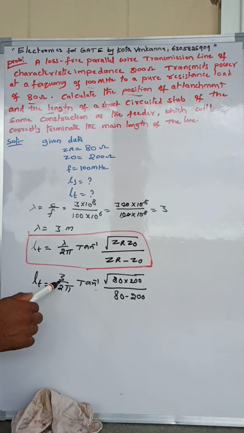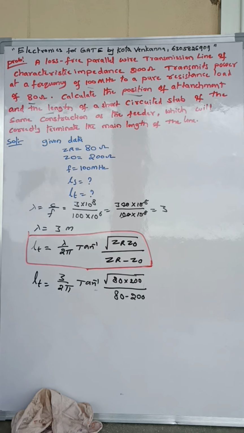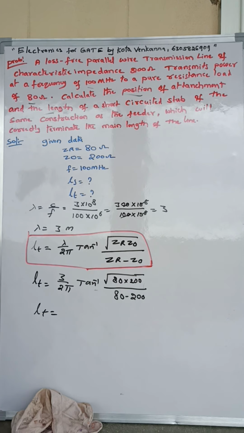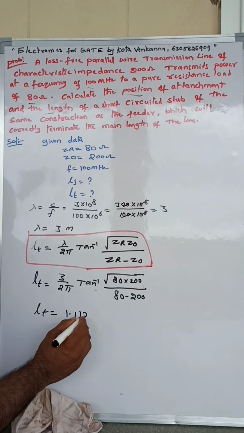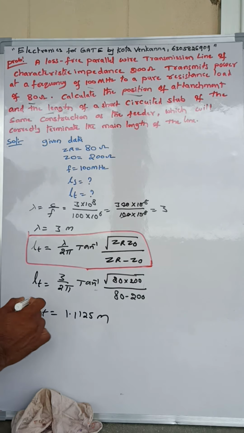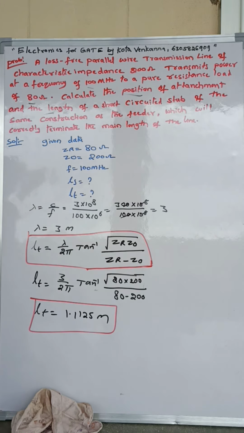Then LT is equal to 3 by 2 pi into tan inverse of square root of 80 into 200 by 80 minus 200. After calculating, the value is LT is equal to 1.1125 meters. This is the length of the stub. So this problem is completed.